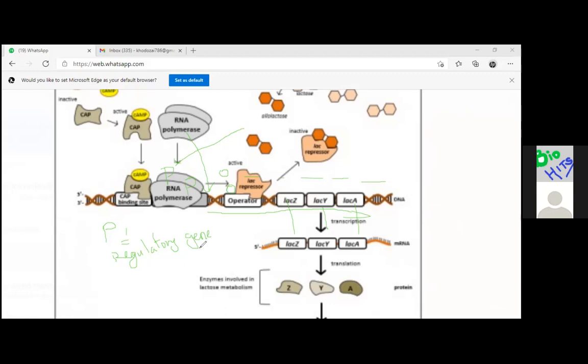Now, there is another gene which is known as the regulatory gene. What is the regulatory gene? It produces a suppressor. From the gene, messenger RNA will be made, and from the messenger RNA, the suppressor compound will be made. This suppressor, once it is made, will attach at the operator.